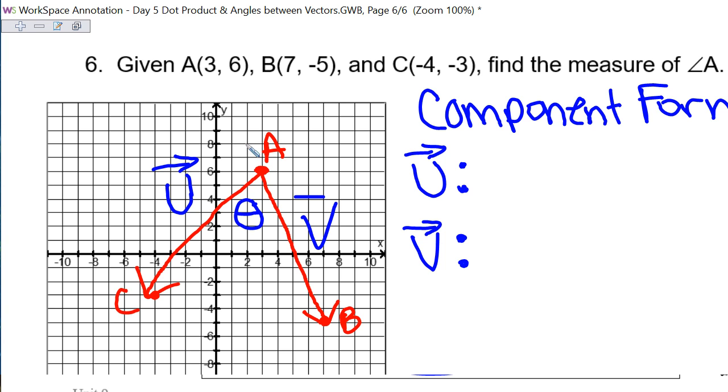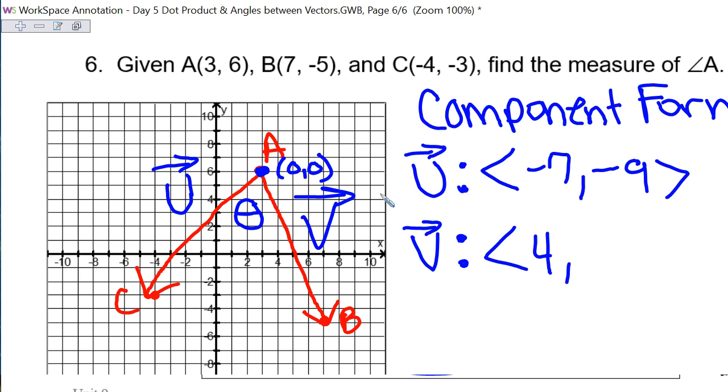So if I'm trying to find a component form for vector u, that means this point should be at the origin, which would be 0, 0. But it's not at the origin. But if this were the origin, how many do we have to go to the left to get to point C? -7. And how many do we have to go down? 9. So -7, -9. And then for vector v, again, if point A is at the origin, how many would we have to go to the right? 4. So that would be positive if you're going to the right. And how many would we have to go down? -11. So if you're going down, that has to be negative.